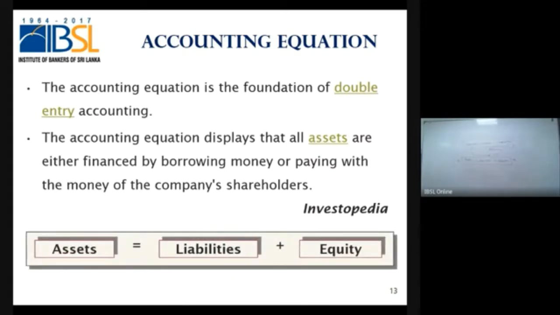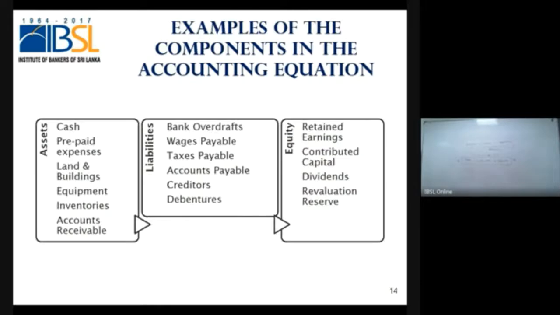Right? So this is the formula. We call it as accounting equation. Then I have given some examples, right? What are known as assets, what are known as liabilities, and what are known as equity.